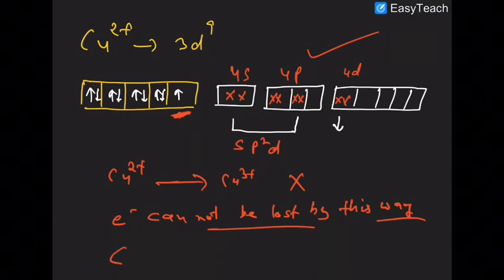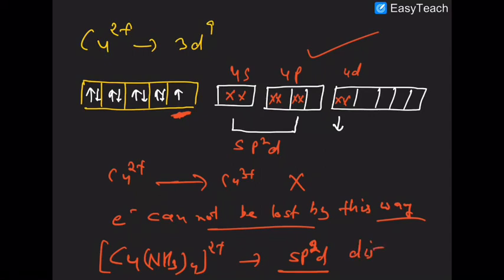So you can say that in the case of tetraamine copper, the geometry is sp2d, distorted square planar. Why is it distorted? Due to the presence of one odd electron. Are you getting that or not in your mind? The best figure that can be given is called the tetragonal shape. It is called a tetragonal shape.